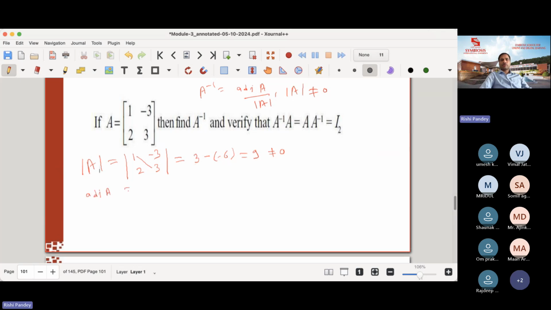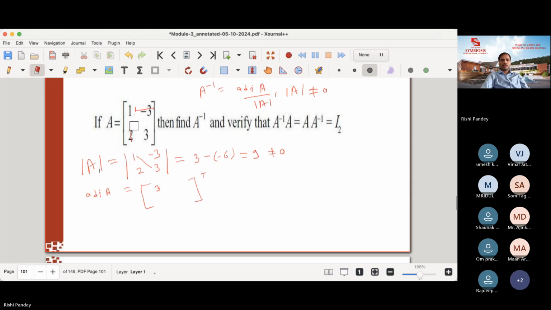Now adjoint. Adjoint of A. So for the adjoint, first element is this. So we can delete this row and this column. What you see? Use your hand gesture like this. Write down this question on your copy and delete. 3. So we'll write here 3.